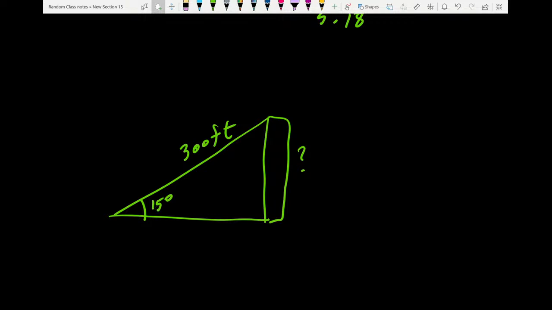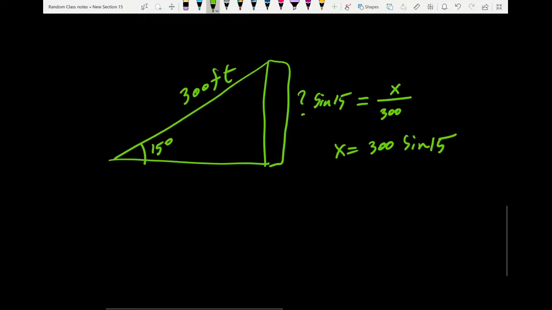In respect to this angle, this is the opposite side and this is the hypotenuse. So what trig function lets you use the opposite side over hypotenuse? In this case, it will be sine. Sine of 15 degrees. So x equals 300 times sine of 15 degrees. Round it to the second decimal place and you will get this number.